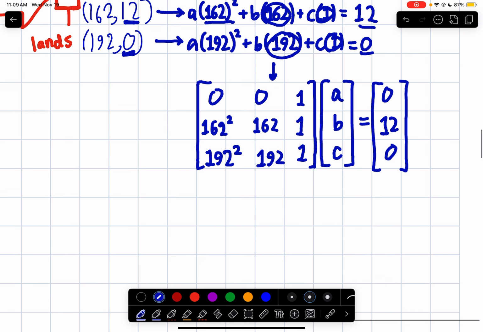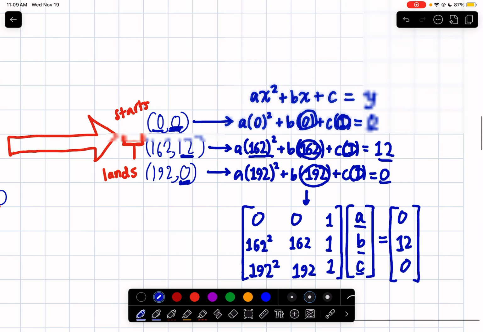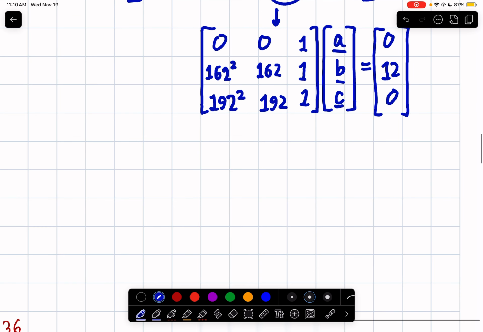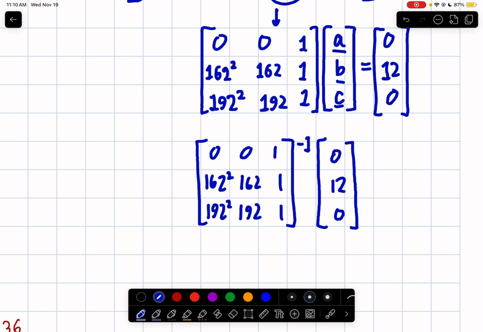To get A, B, and C by itself, to figure out what the A, B, and C of my equation are, I have to multiply both sides by the inverse of this. So I need to do the matrix 0, 0, 1, 162 squared, 162, 1, 192 squared, 192, 1, inverse, times 0, 12, and 0.